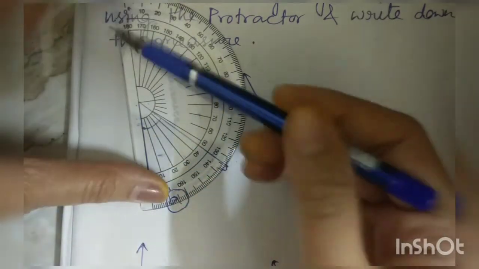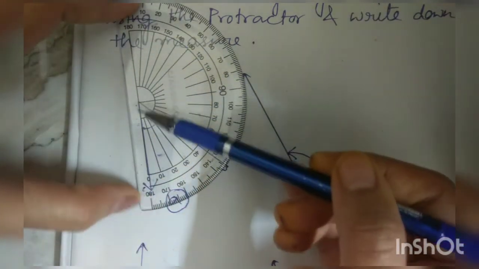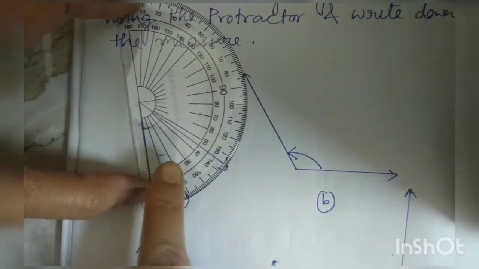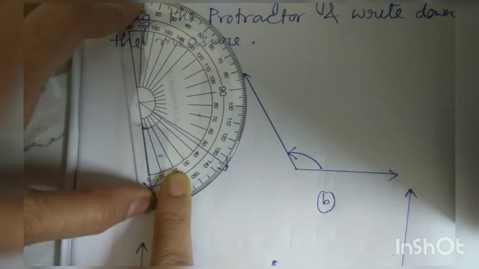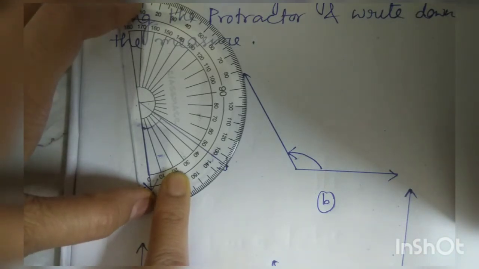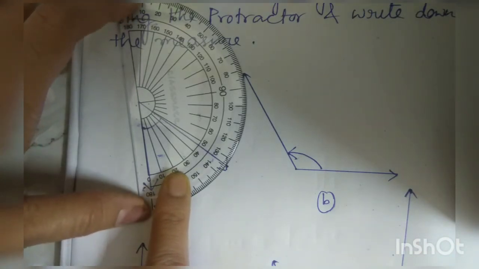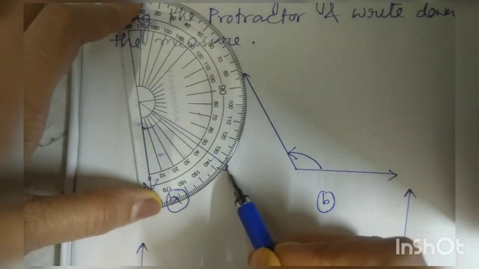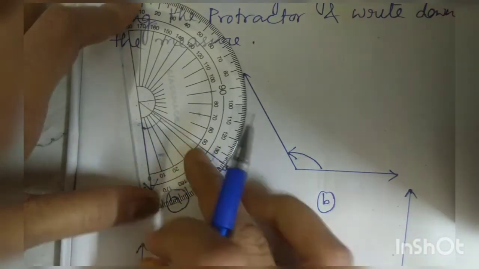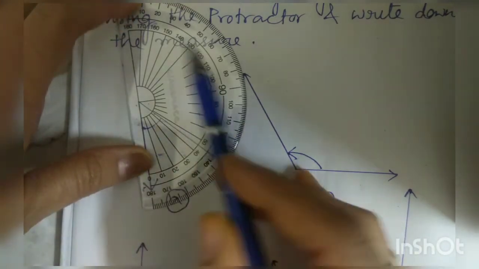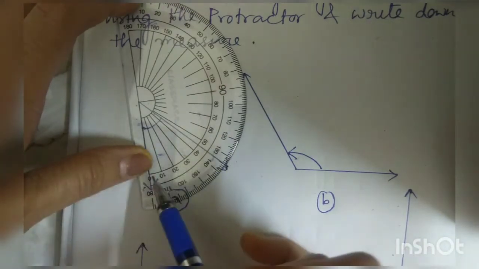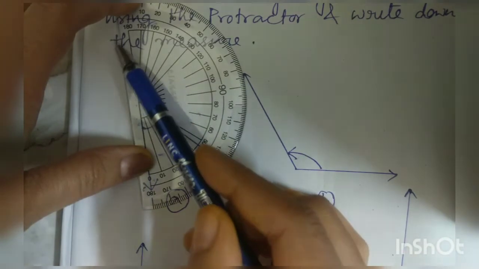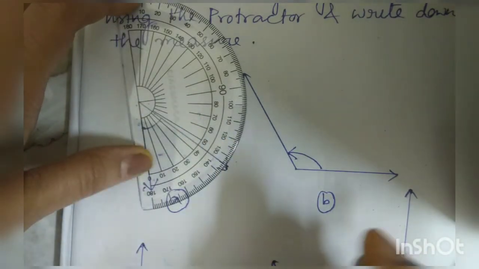Then this line which is indicating 180 degree angle, you can see this line. This line will coincide with one of the rays. Now we will easily measure which angle is here. You can see here, from the lower side we will start counting 0, 10, 20, 30, 40, 50, 60, 70, 80, 90, 100. In this way 180 degrees is coming.